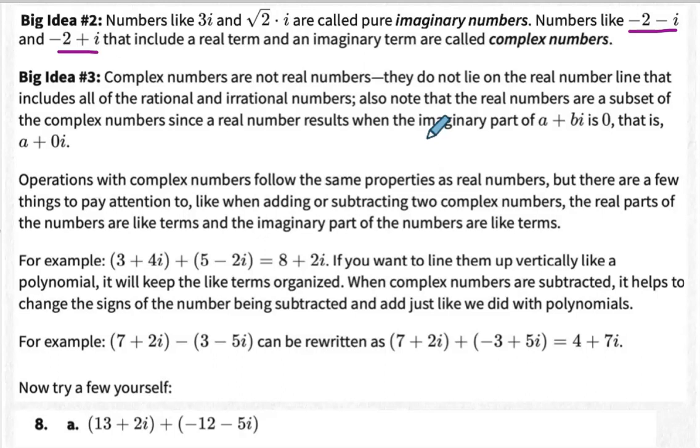Also note that the real numbers are a subset of the complex numbers, since a real number results when the imaginary part of a plus bi is 0, that is, a plus 0i. Okay, all that's saying is every single number is a complex number. A complex number includes a real part and an imaginary part. If your imaginary part is 0, then you just have a real number.